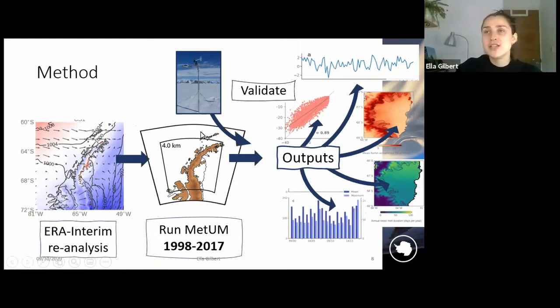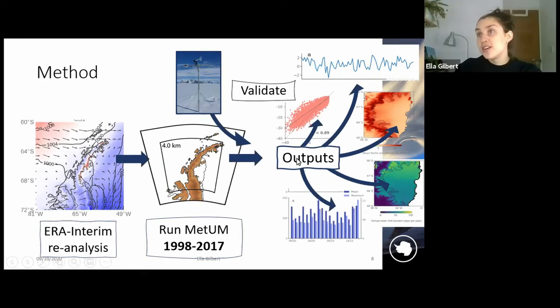We initialize the model with ERA-Interim, and then it runs 24-hour forecasts. So we actually discard the first 12 hours of each forecast and just stitch together the latter half of each of those forecasts to get a 20-year time series. And that produces both 2-dimensional and 3-dimensional fields.